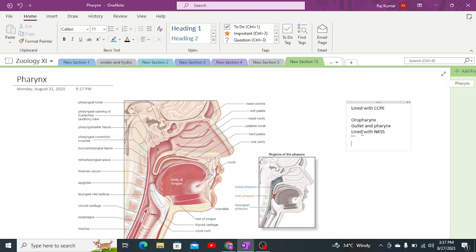After which there is laryngopharynx, which is the part where the pharynx opens into the glottis. Covering of the opening of trachea is larynx, and the opening of larynx is glottis. So the part where the pharynx opens into the glottis is known as the laryngopharynx, and that part is lined with non-keratinized stratified squamous epithelium as well. These are basically the types of pharynx based upon its opening.